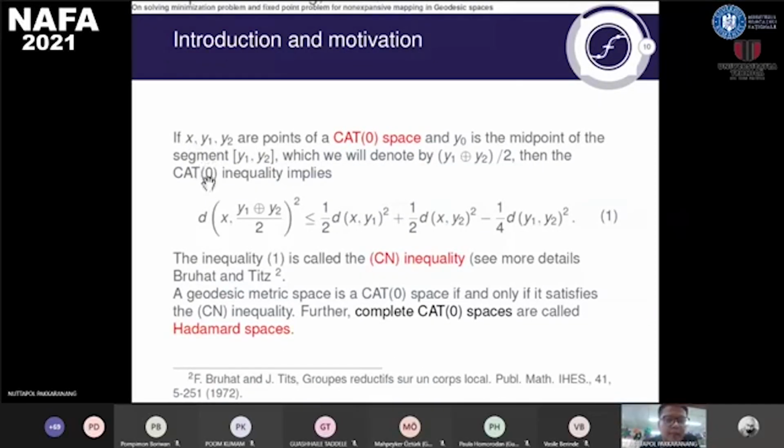Next, if x, y1, y2 are points of a CAT(0) space and y0 is the midpoint of the segment y1 y2, which we denote by y1 ⊕ y2 over 2, then the CAT(0) inequality implies this inequality. Inequality number 1 is called the CN inequality. You can see the detail in reference number 2. A geodesic metric space is a CAT(0) space if and only if it satisfies the CN inequality. Furthermore, a complete CAT(0) space is called a Hadamard space.